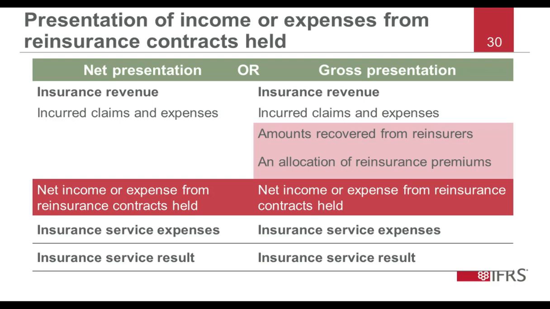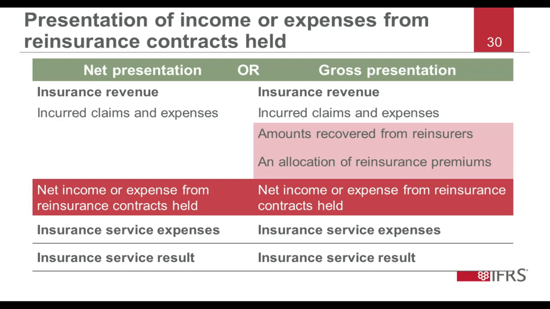We have highlighted line items specifically relating to reinsurance contracts held using red shades. Income or expenses arising from reinsurance contracts held are presented as part of insurance service expense. They are not presented as part of insurance revenue. On the face of the profit or loss statement, a cedant can choose to present the income or expenses from reinsurance held as a single amount, that is, using a net presentation. An example of this is shown on the left side of the diagram.